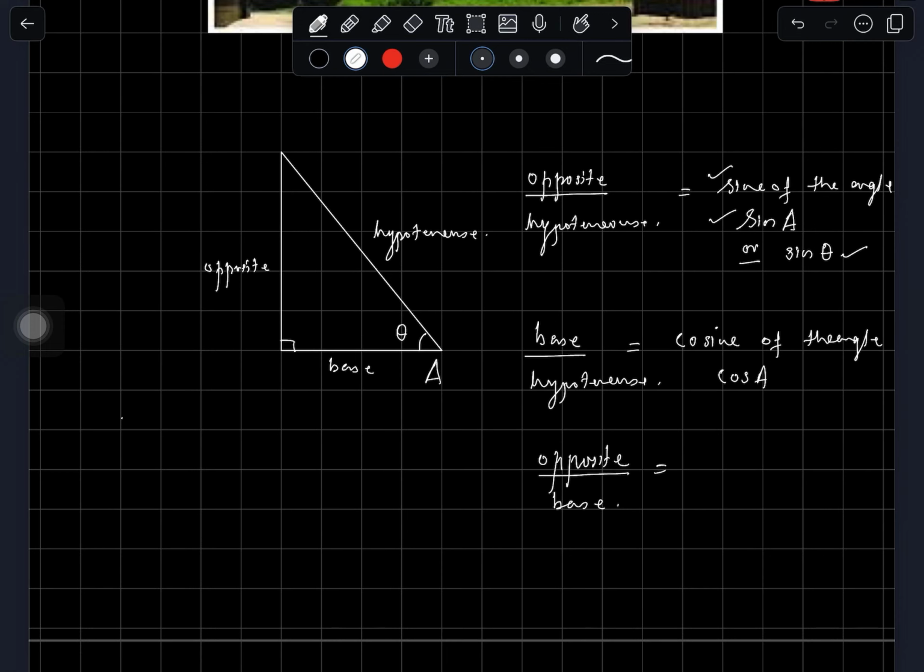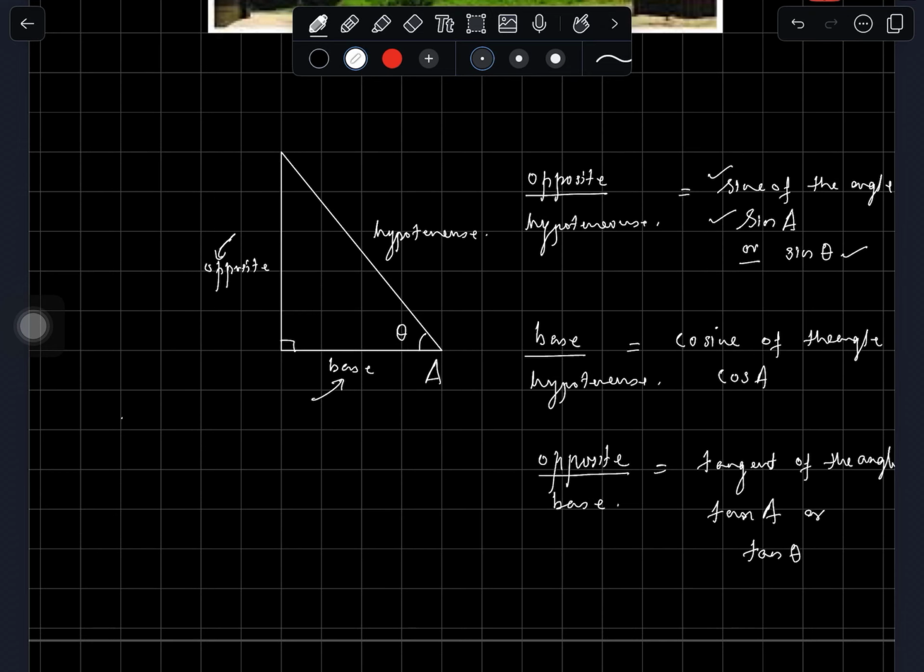Likewise, the last one is very interesting. It compares the opposite side, this is the opposite side, to the base. This has a special name and we call this the tan or the tangent of the angle. That's tan of A or tan of theta. Of course, you can use other notations also. Apart from theta, you can use any other notation, but you must establish that in your work.